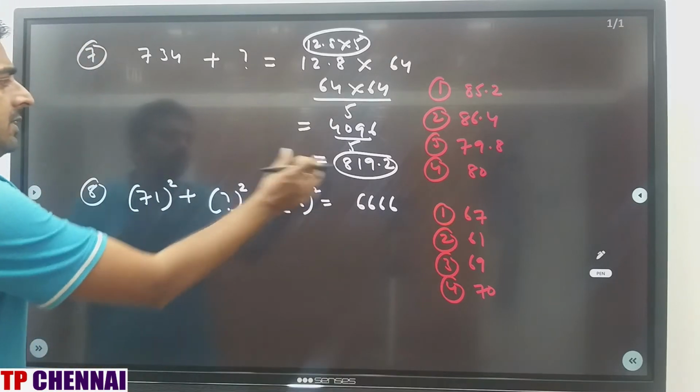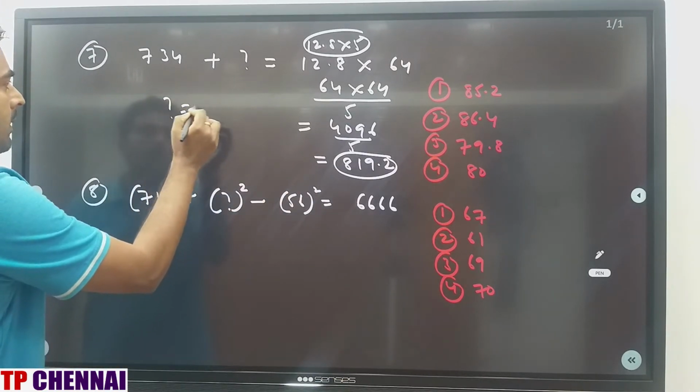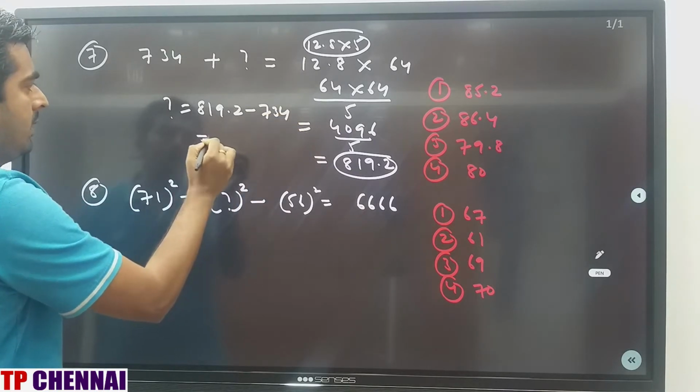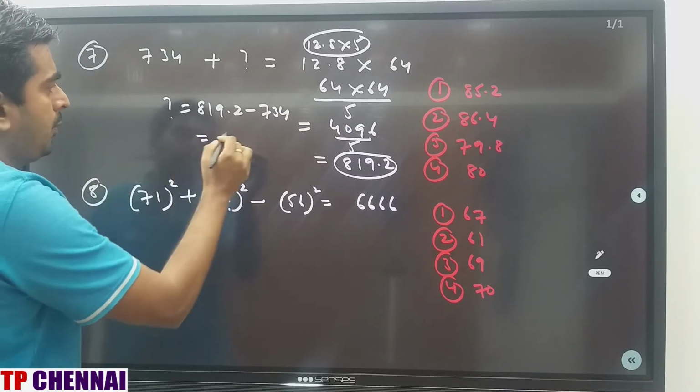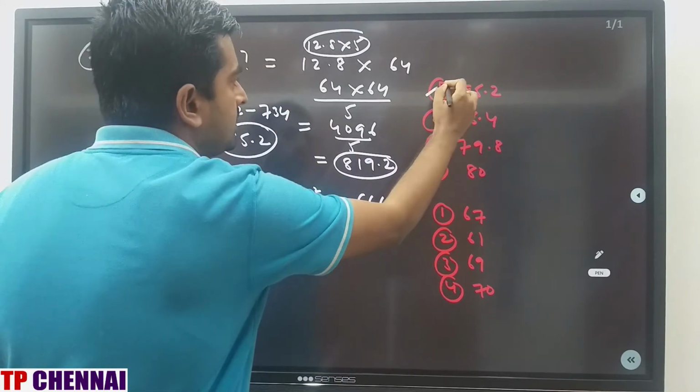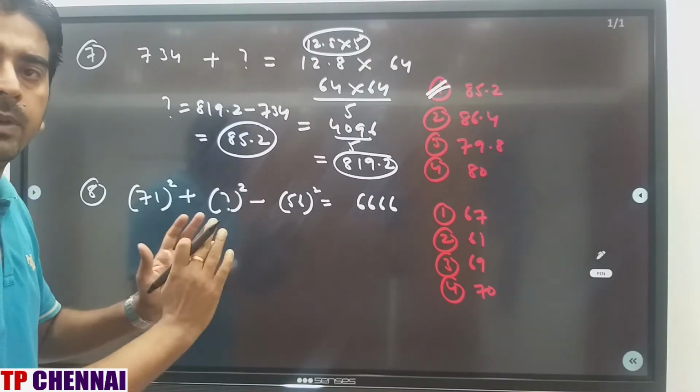Now subtract this. 819.2 minus 734. What is the answer? 85.2. My answer is the first option. Right? Easily we have to solve.